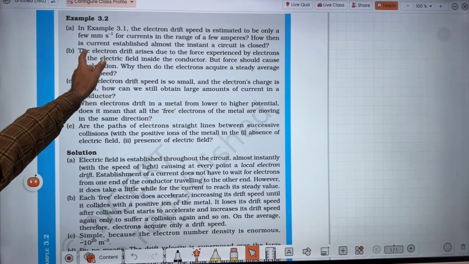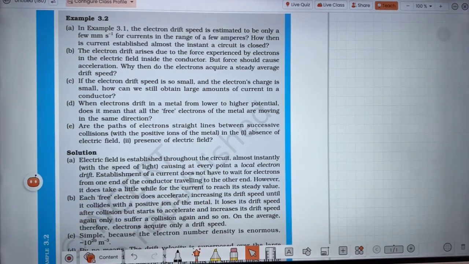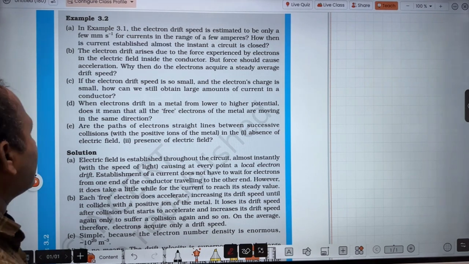Here the question is clear. The question says that the drift speed we have calculated is very small, but when we apply potential difference, at once at every point electric field is set up. So what is the cause behind it? Generally, when electric field is set up, it travels with the speed of electromagnetic waves, as we have studied. So at once electric field is set up.